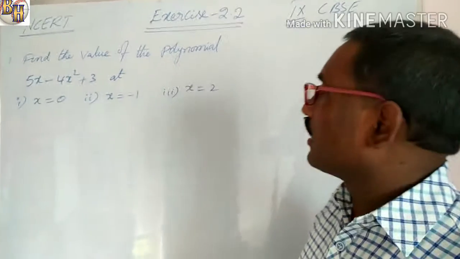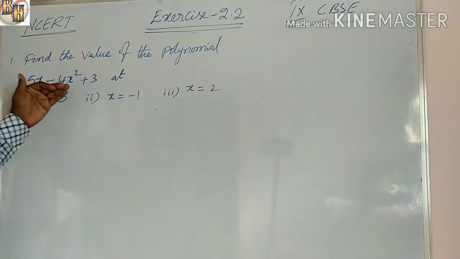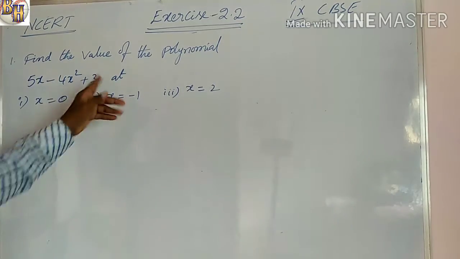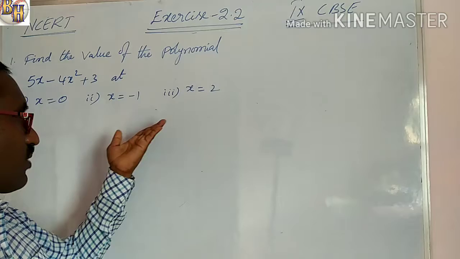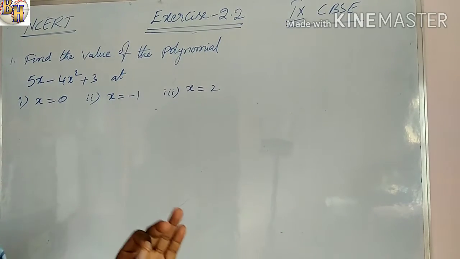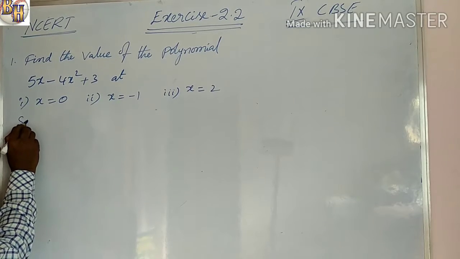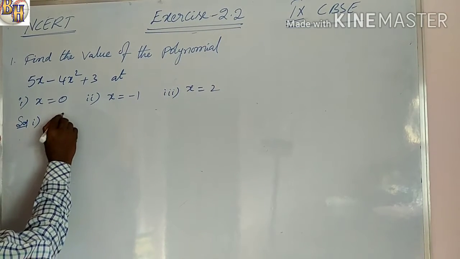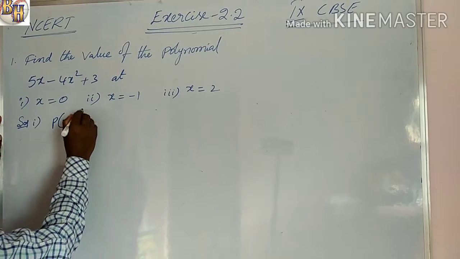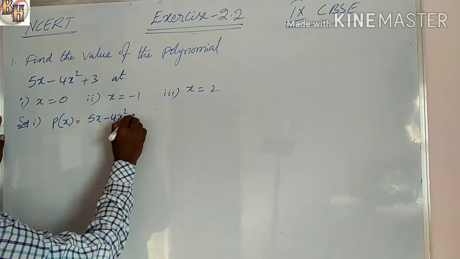Okay, see, find the value of the polynomial 5x minus 4x square plus 3 at x is equal to 0. What is the value? X is equal to minus 1, x is equal to 2, what is the value? Simple question, very simple question. Solution 1, see. Now, P of x is equal to 5x minus 4x square plus 3.